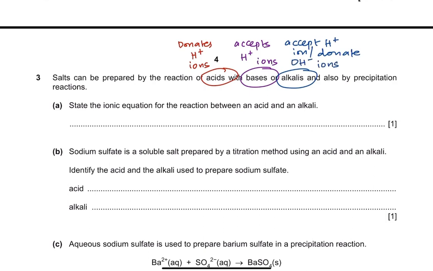Now state the ionic equation for the reaction between acid and alkali. So acids give me H plus ions, alkalis give me OH minus ions. When they both react, they give me water. The ions were in the aqueous state of matter. The water I get is in the liquid state of matter.